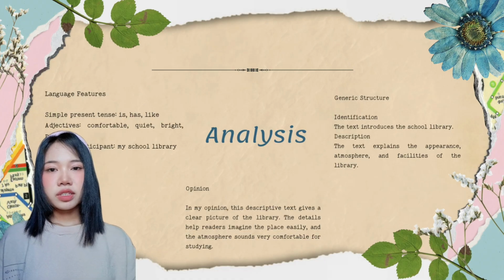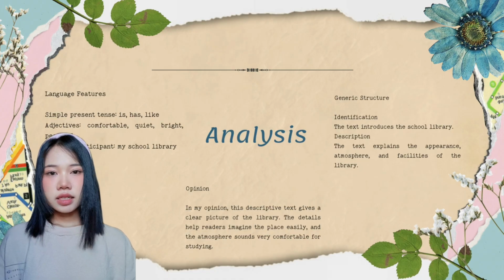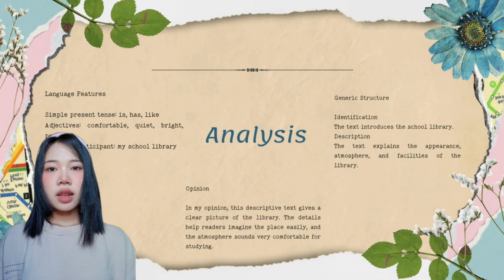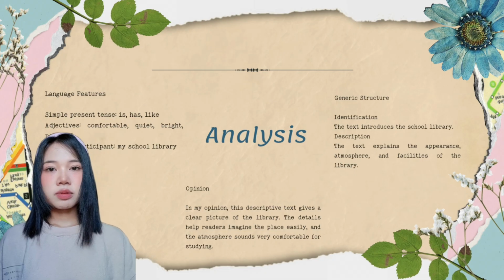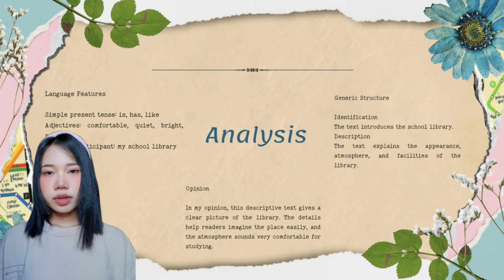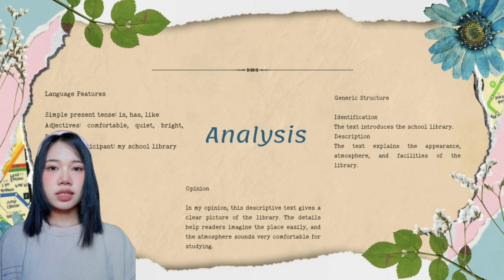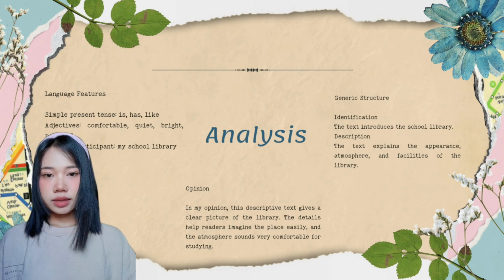For the language features, these texts use simple present tense such as is and has, adjectives like comfortable, quiet, and peaceful, and a specific participant, which is my school library. And in my opinion, this text gives a very clear image of the library so readers can easily imagine the place.